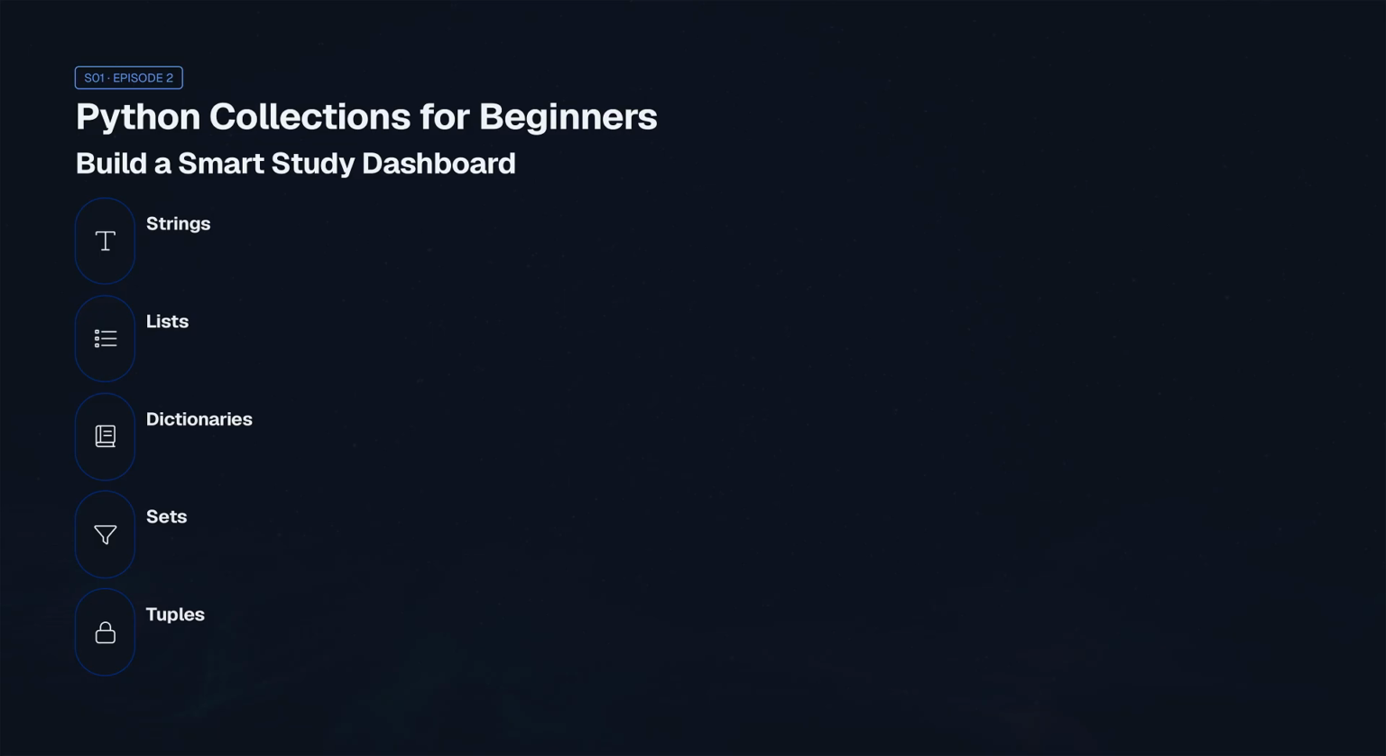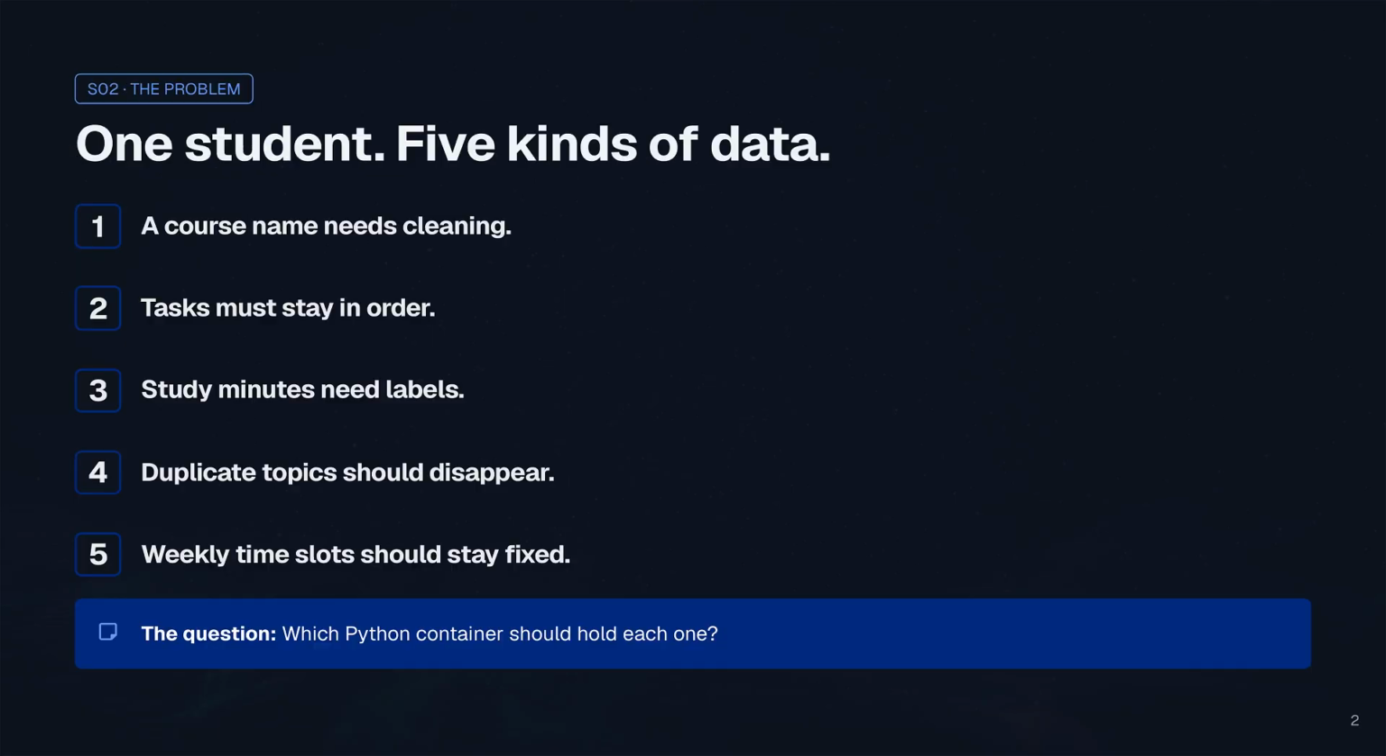Along the way, strings, lists, dictionaries, sets, and tuples will each solve a different problem. By the end, you will not only recognize this structure, you will know why you would choose one over another. Let's just meet the messy data before we organize it.